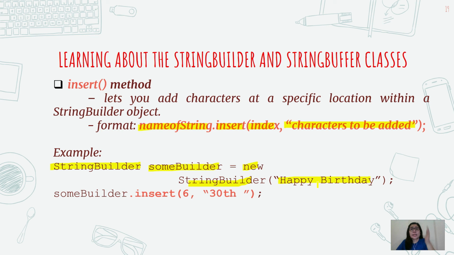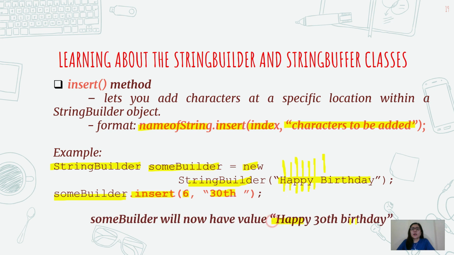So, how do we insert the 30th? We use the reference sumBuilder.insert, and then the first argument or first parameter is the index where you will insert it. So, in this example, this is 0, 1, 2, 3, 4, 5 the space. So, it's at 6. Okay? So, the space is counted among the indices. So, at 6. And then, the second parameter is what you will add. Say, for instance, 30th. So, the value will now be happy 30th birthday.